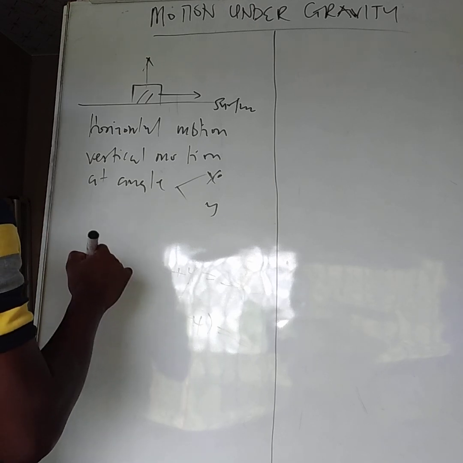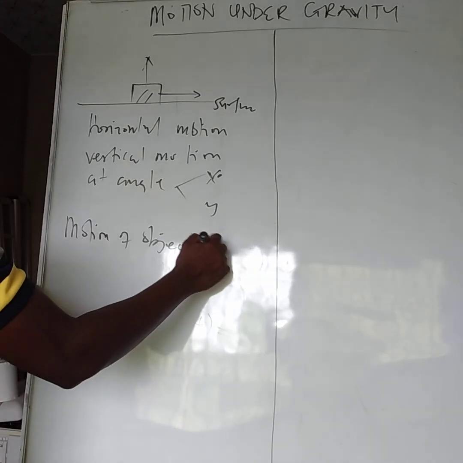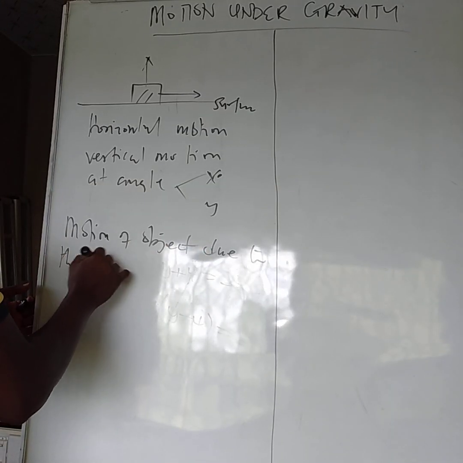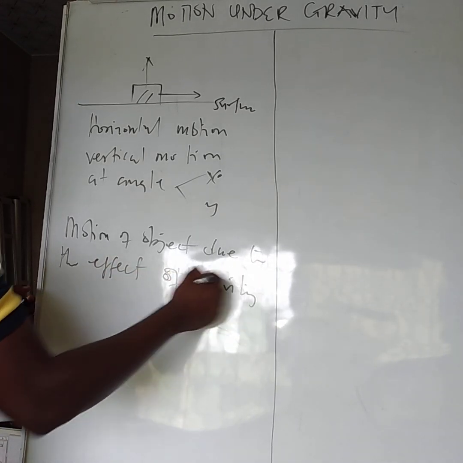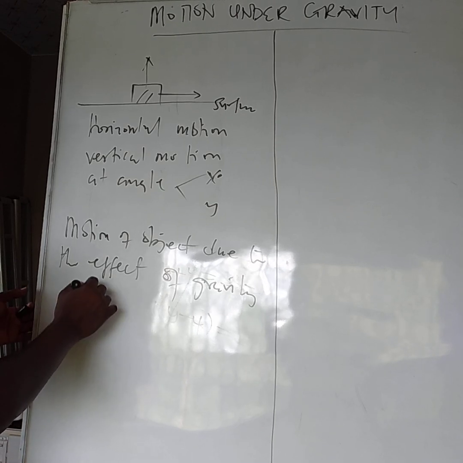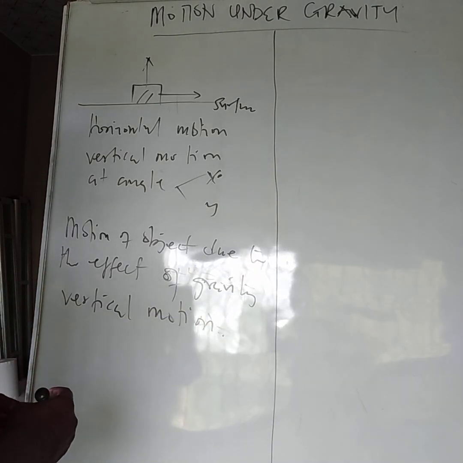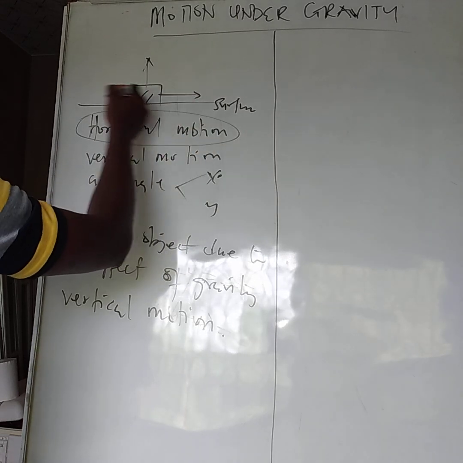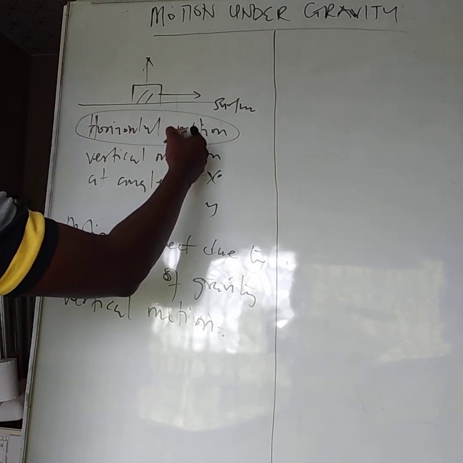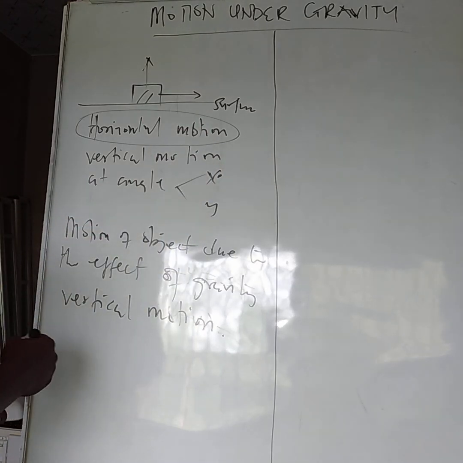Motion under gravity has got to do with motion of objects due to the effect of gravity. And in most cases, we are talking about vertical motions. It has to do with what an object feels in terms of gravity. If we have an object moving in a horizontal way, then even though it experiences gravity, there is no effect of acceleration due to gravity on the object.